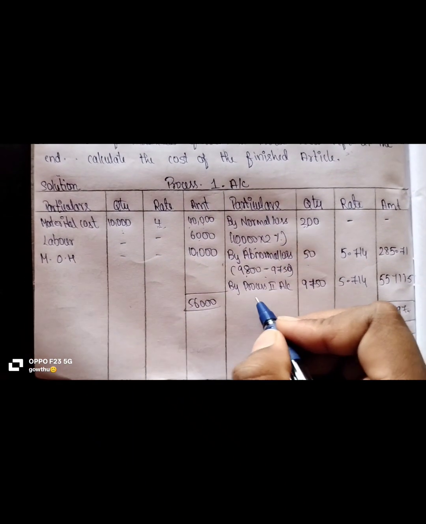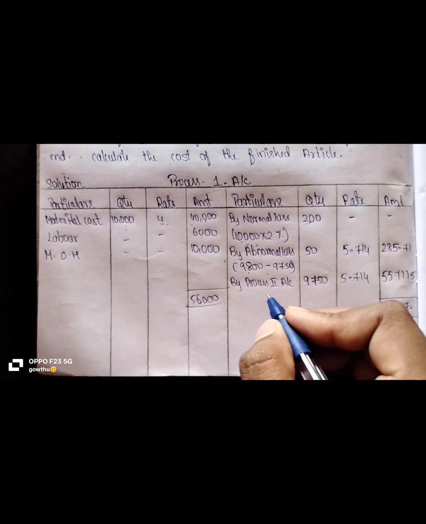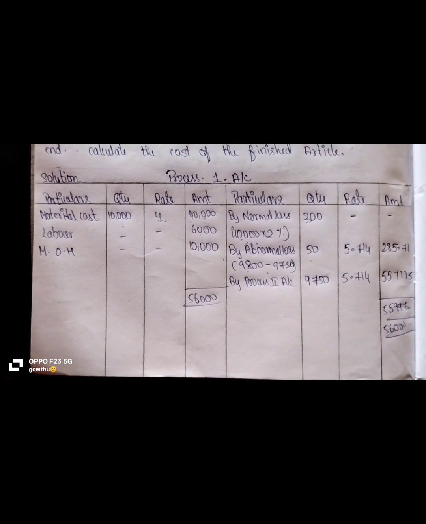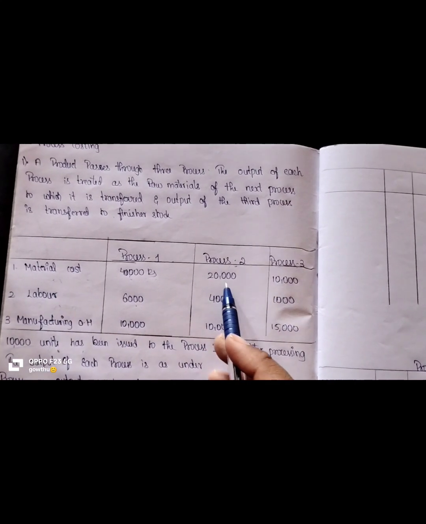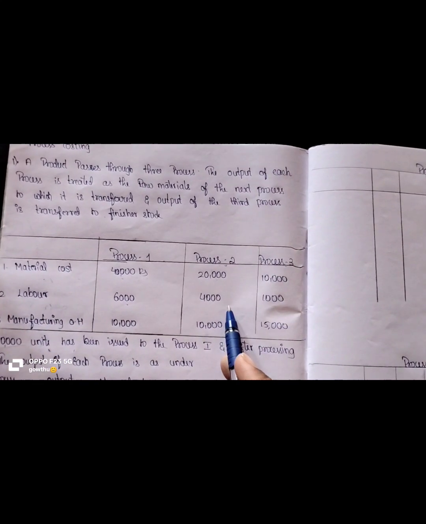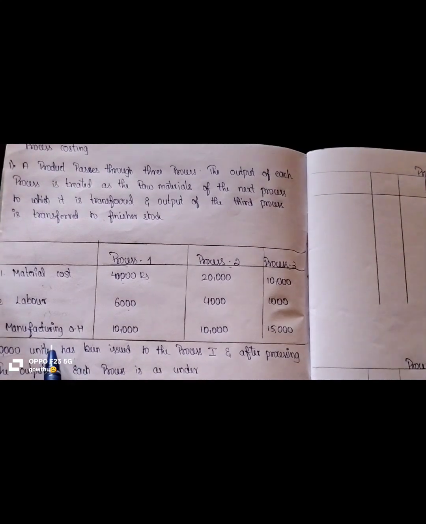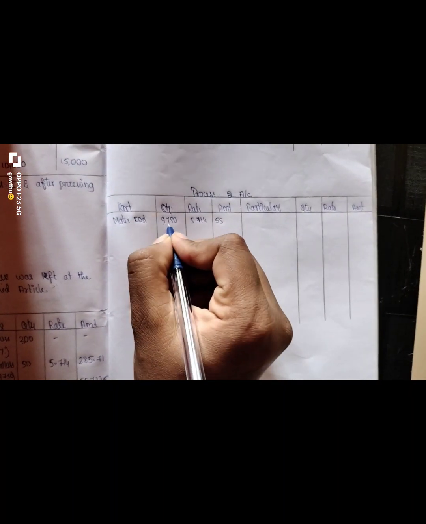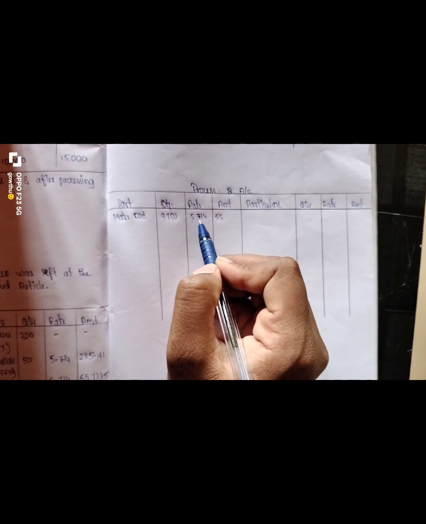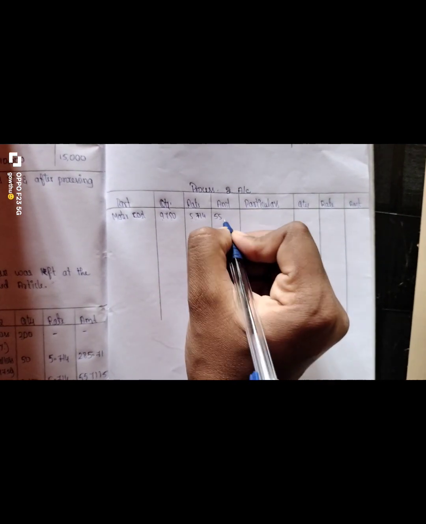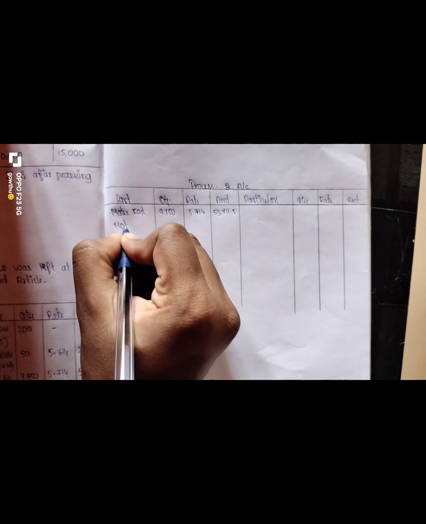This will transfer to process 2 account. This will be the raw materials for process 2 account. Now we will calculate process 2 account. In process 2, raw materials is 20,000, labor is 4,000, manufacturing overhead is 10,000. Now material, we will calculate process 2 account. That is material cost is 9,750. This is the output of the process 1 account. At the rate of 5.714, we will get 55,711.5.